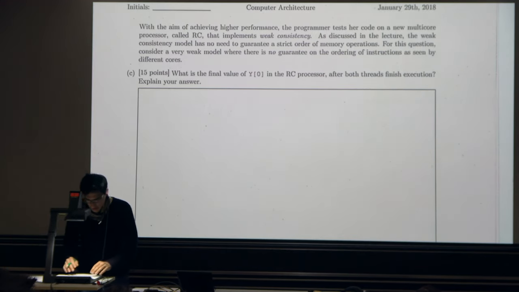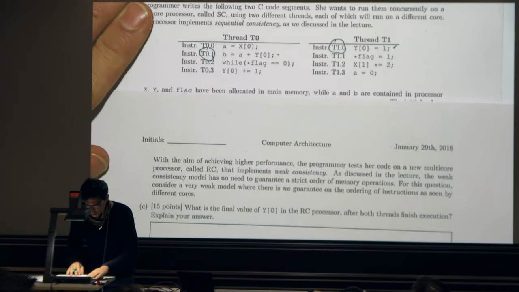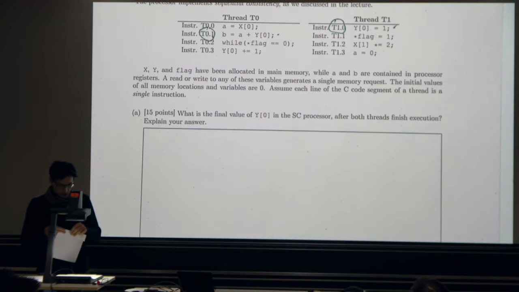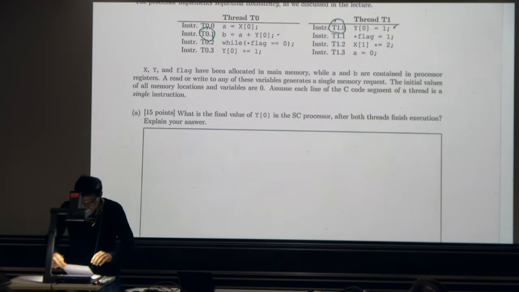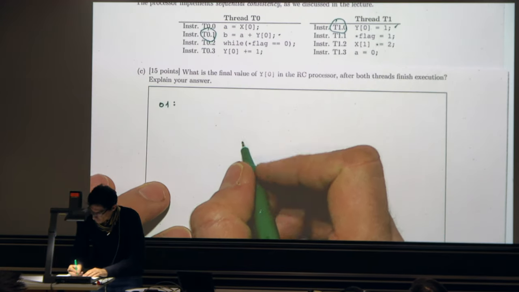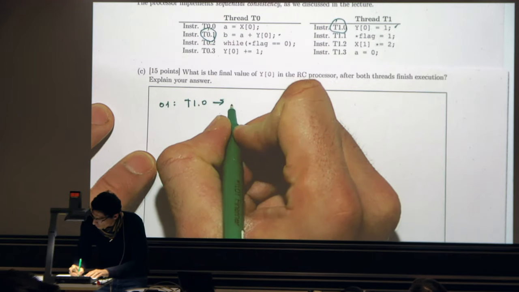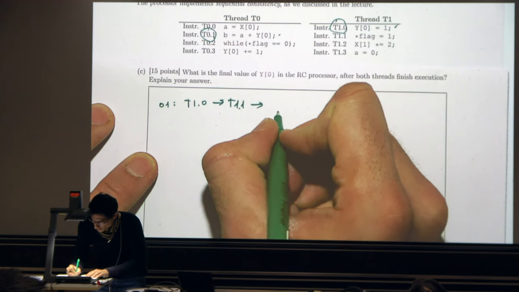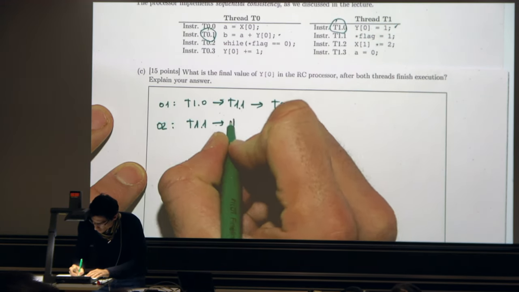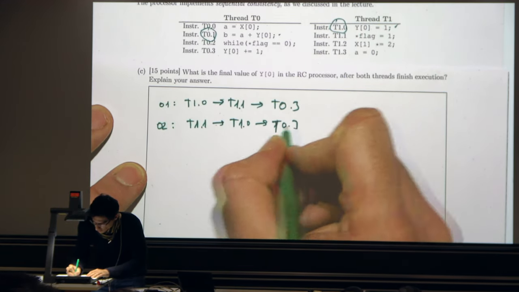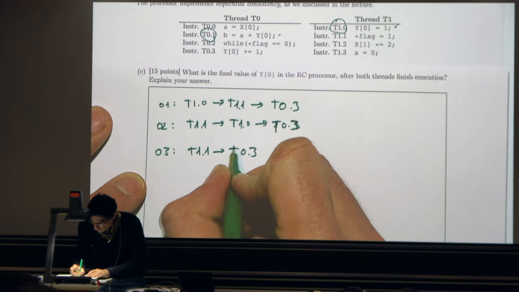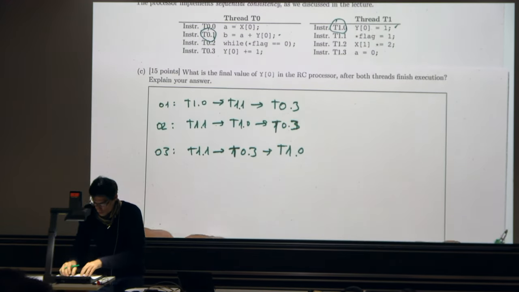So, in this case, let's go again to take a look at the code. Here is the code. So in this case, we have three possible orderings from the perspective of T0. So the first one, let's call it O1, consists of T10 executing before T11 before T03. Ordering 2 is T11 before T10 before T03. And ordering 3 is T11 before T03 and before T10.